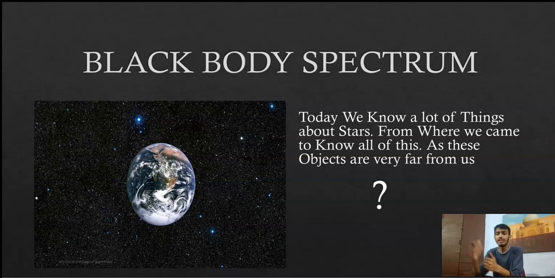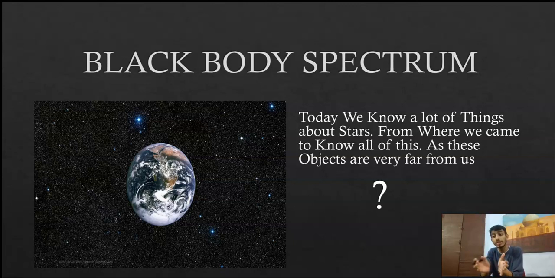But whatever the distance of the star from Earth, we know the temperature of the star, we know the content of the star, what the star is made up of, we know the radius or diameter of the star, and we also know the distance of the star. How do we know all such information? Because we can't go to the star and take a thermometer and test the temperature. We can't do that. So where did all this information come from?